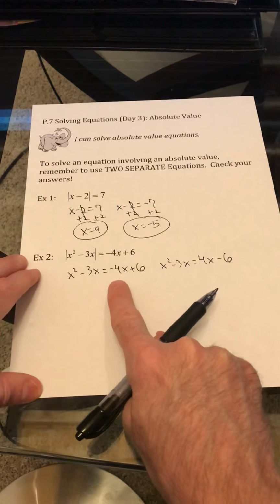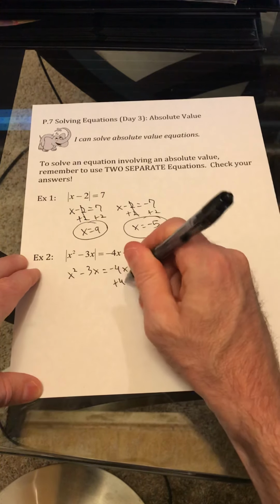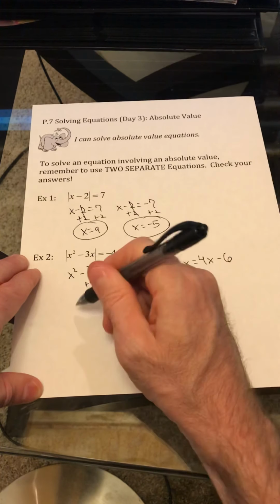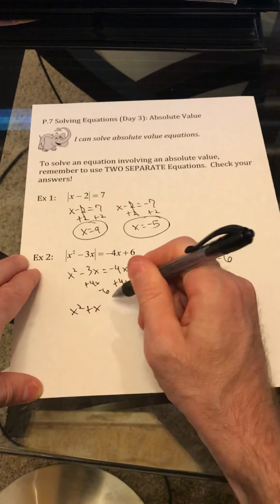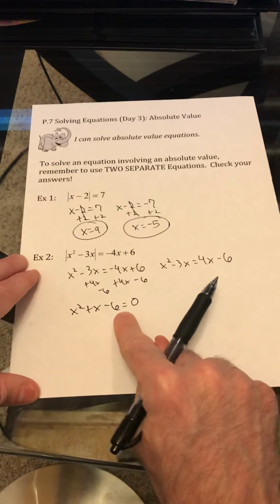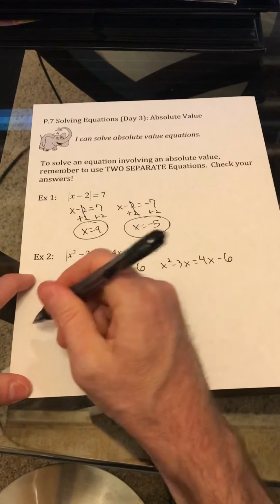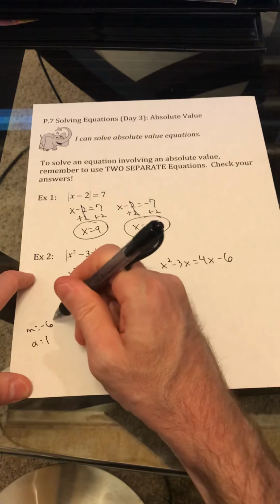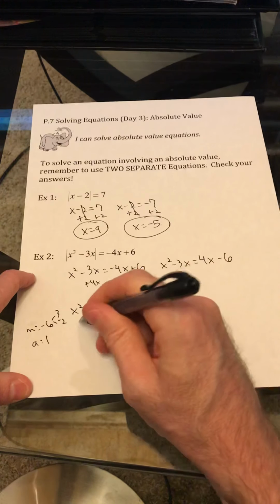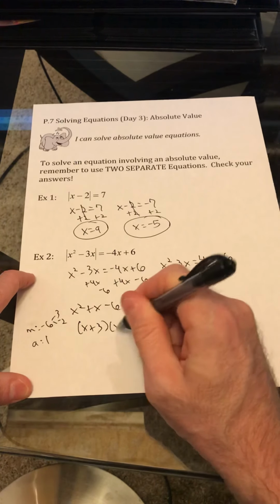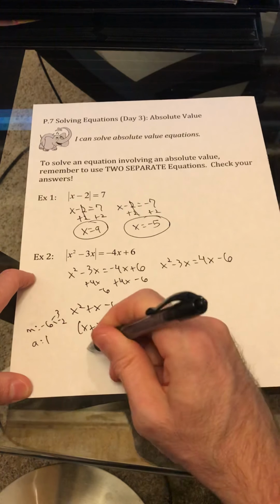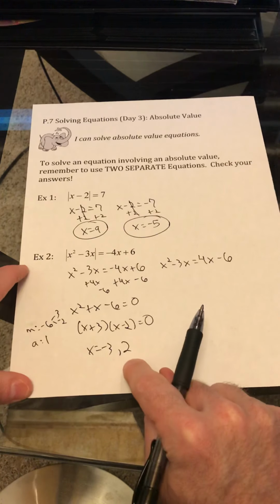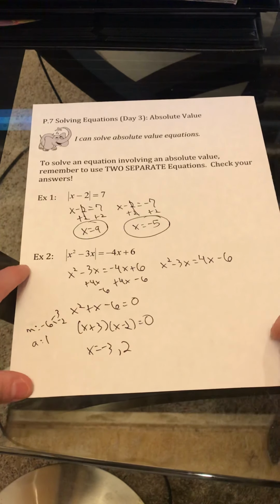From here, we're going to add the 4x, subtract the 6. So x squared plus x minus 6 equals 0. And then we'll factor. What multiplies to negative 6 and adds to 1? That will be 3 and negative 2. So x is negative 3, x is positive 2. I'm going to hold off on checking for extraneous until the very end for all of these.